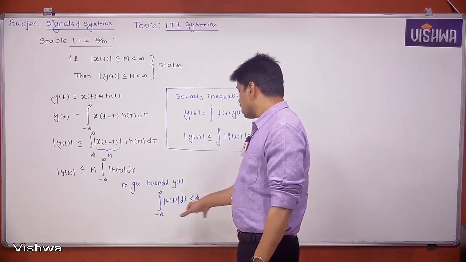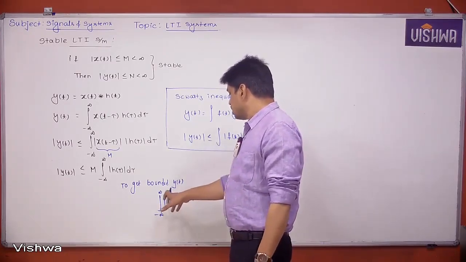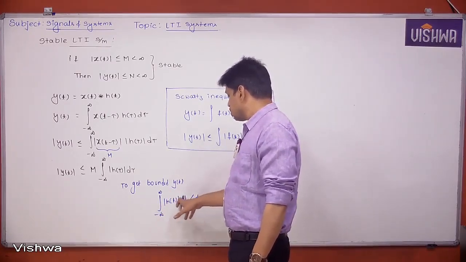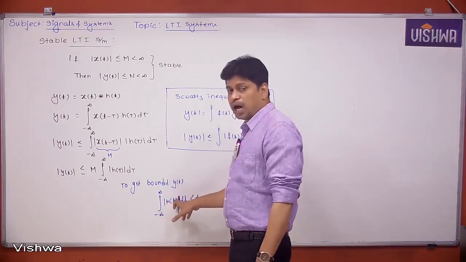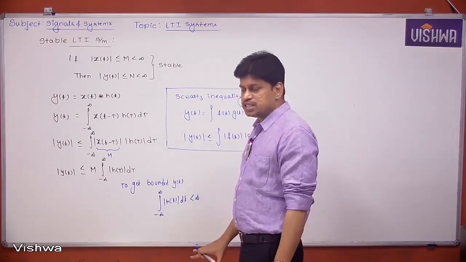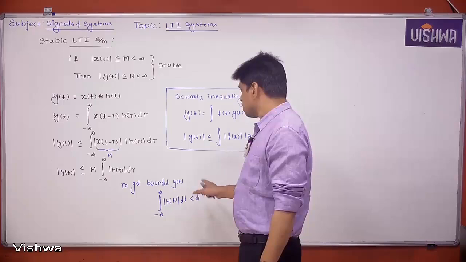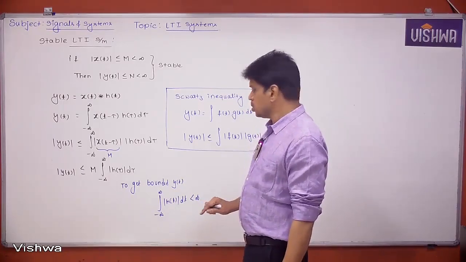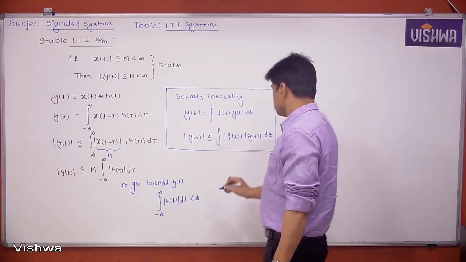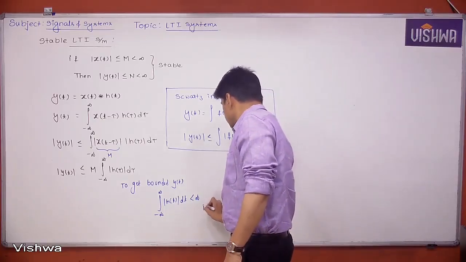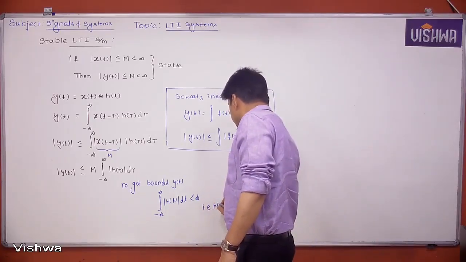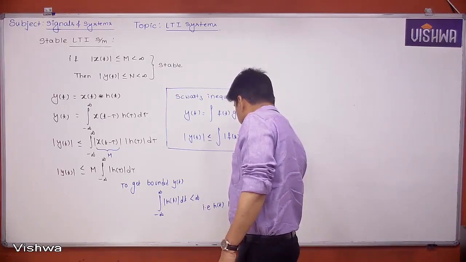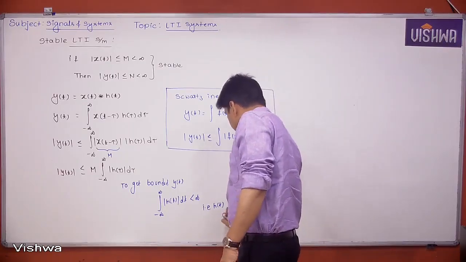So what is the conclusion we can say? So here this must be integrable. So this factor, what is this factor? Absolute value of h of t. In general we can say mod h of t must be integrable, or h of t must be absolutely integrable. That is, h of t must be absolutely integrable.